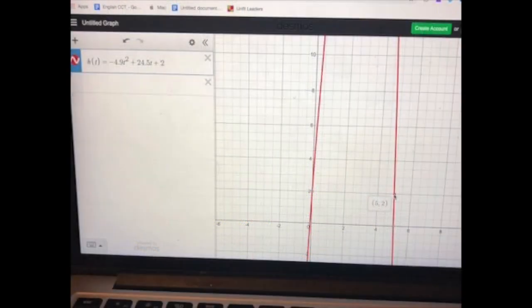Through the graph, we can also confirm our answers for part C. We were asked what occurs at 5 seconds, and we were able to see that the height is 2 meters, which is the same as the initial height of where the arrow was launched. And our graph can confirm this.